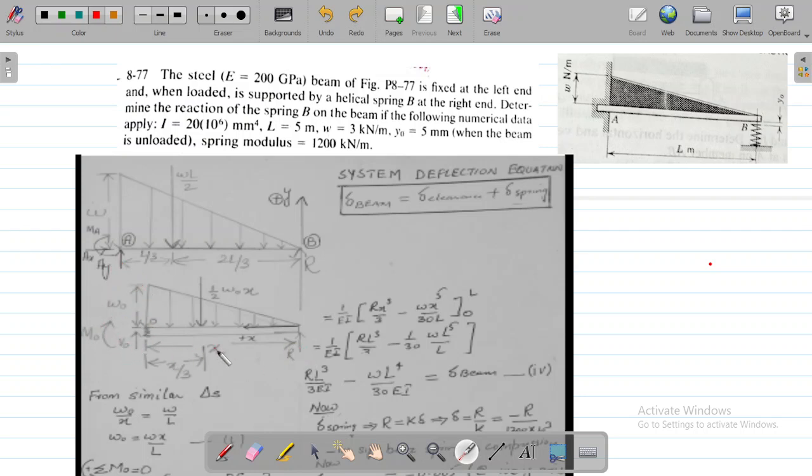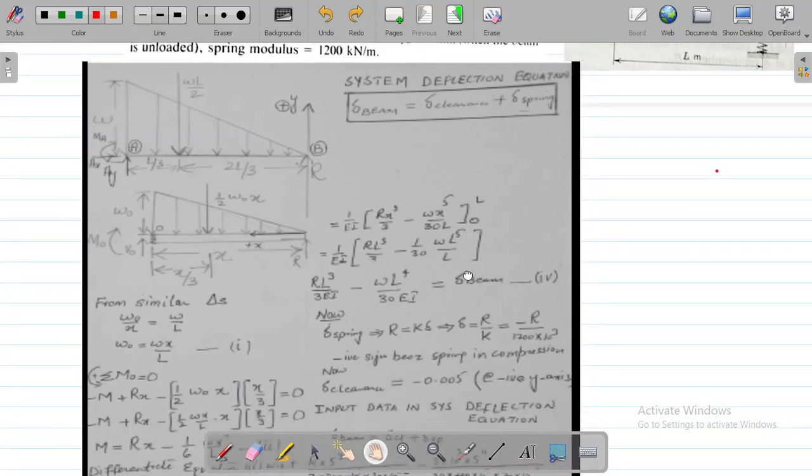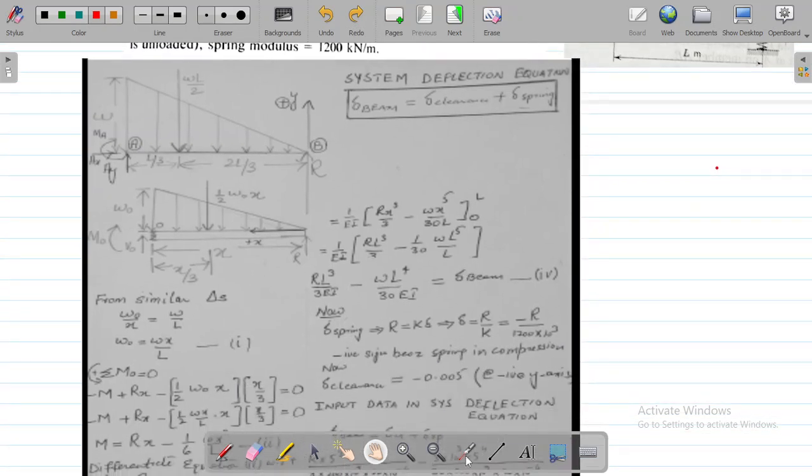In order to proceed further, just to let you know, because it's a triangle loading, the resultant will be acting at this point, which is x by 3 from the point O, and its value will be half base into height. So half, the base is x and the height is omega naught. If you look at these two triangles, we can say that they are similar triangles. So we can make a ratio out of it: omega naught over x equals omega over L. This is L by 3 and 2L by 3 added makes L. So you can easily say that omega naught equals omega x upon L.